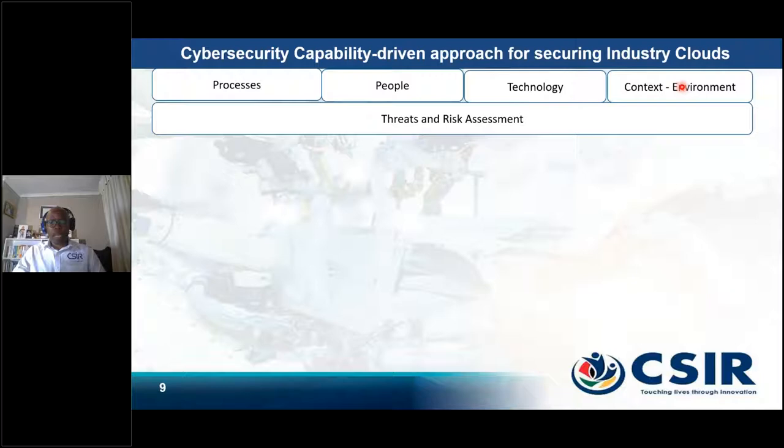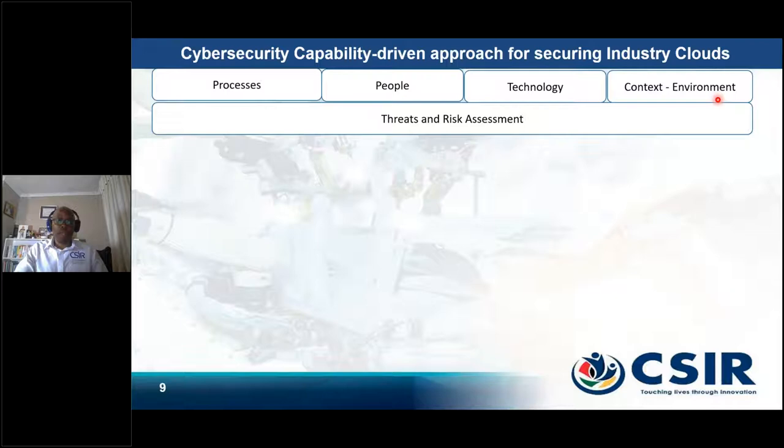Industry clouds focus on that, because protecting information in the retail sector, or protecting information in the financial sector, for example the Reserve Bank, requires a completely different approach to protection. That is why threats and risk assessment become very, very key, because each and every environment is facing different threats.